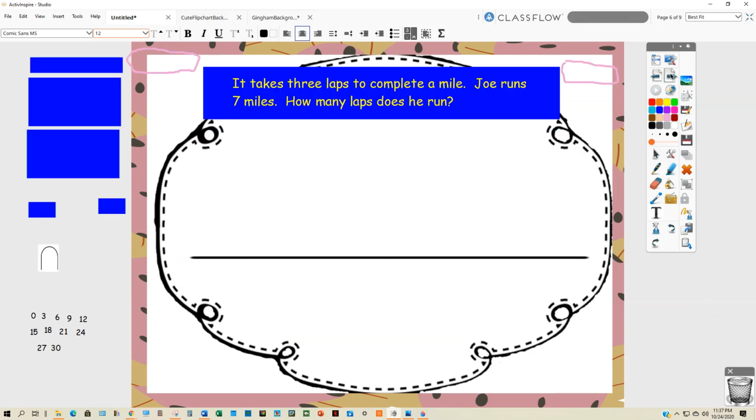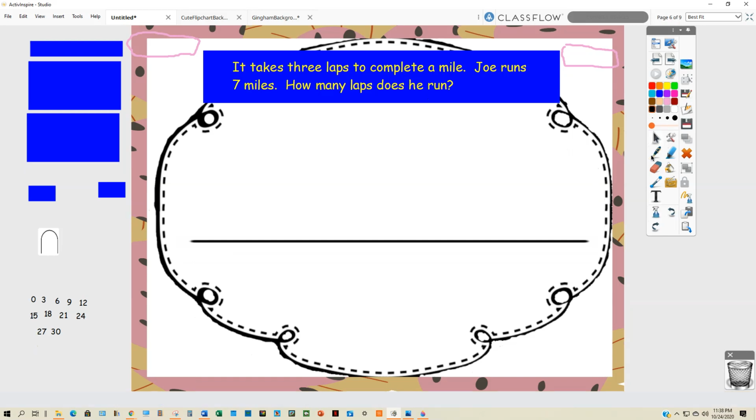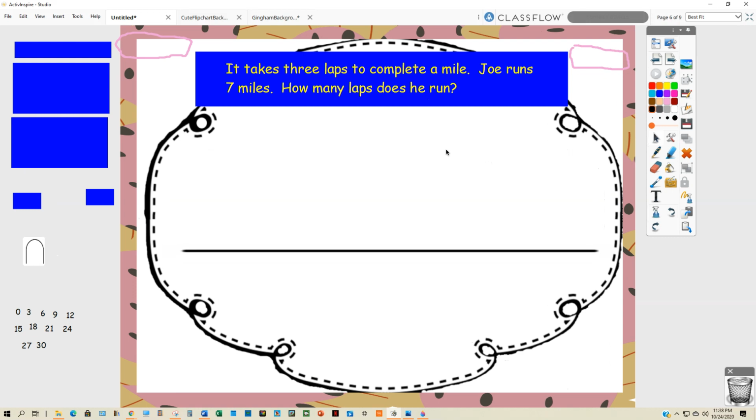All right, let's try this one. It takes 3 laps to complete a mile. Joe runs 7 miles. How many laps does he run? Well, I need to get those numbers first.